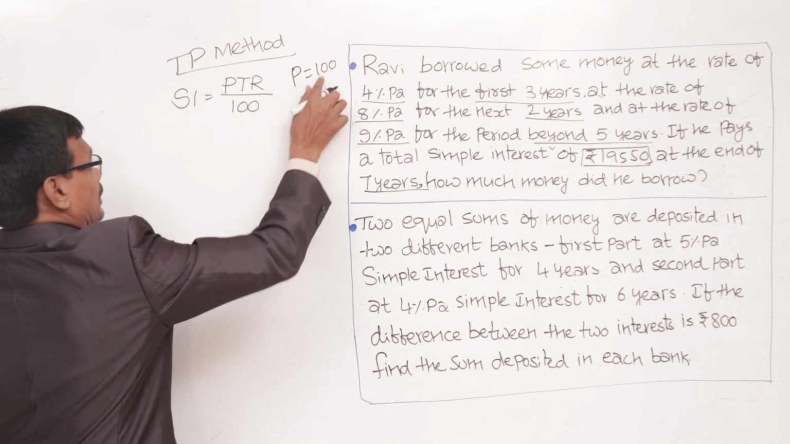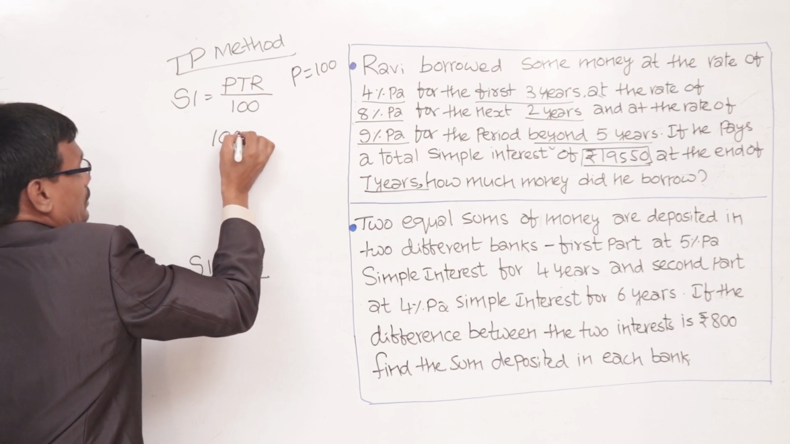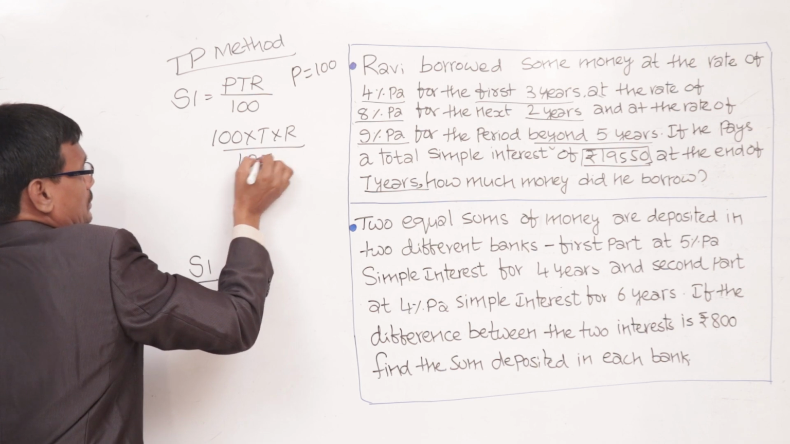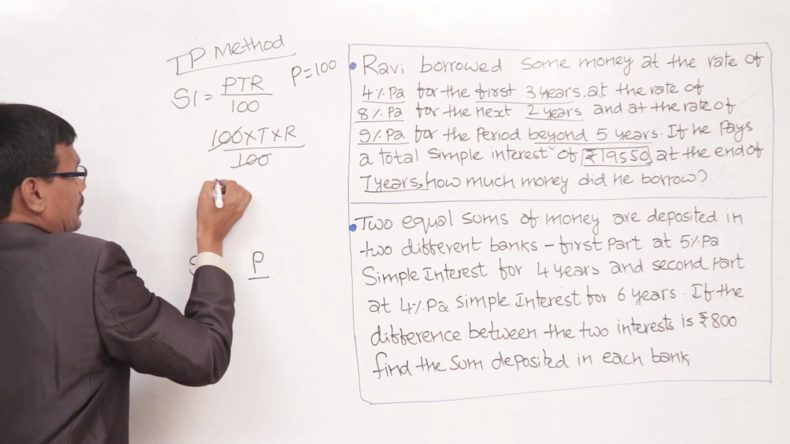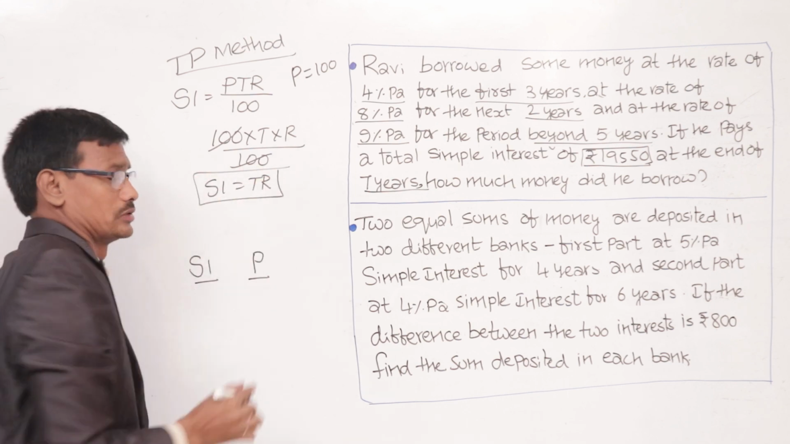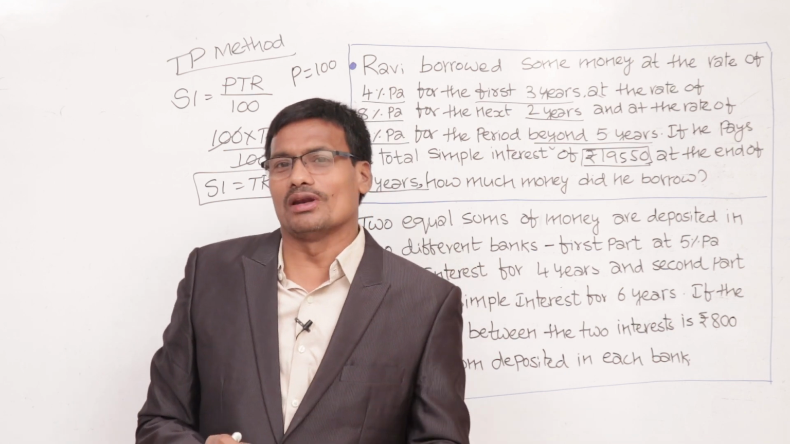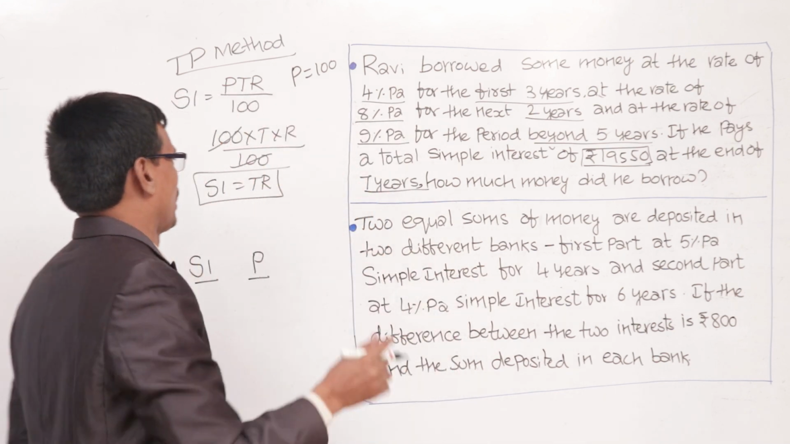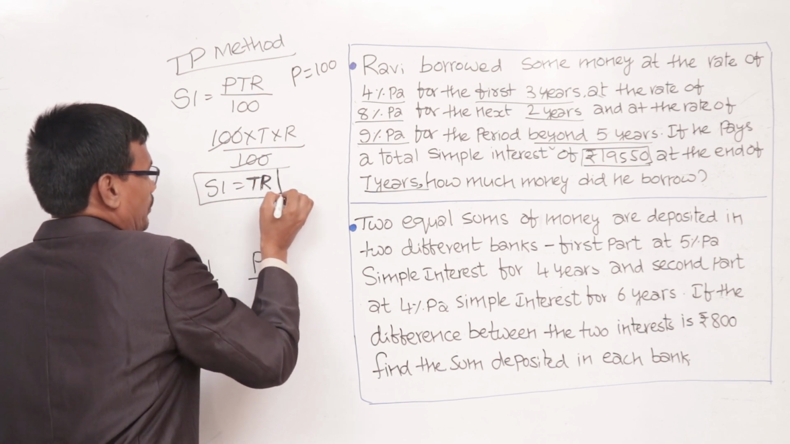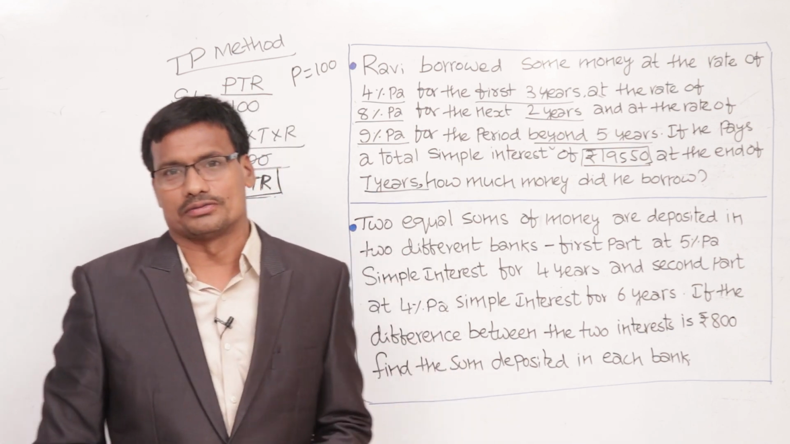So when P is 100, then here what is the P value? P is 100. So 100 into T into R by 100. So this 100 should be cancelled. Now what is the balance? SI is equal to TR. So this is our TP method. So remember when P is 100, formula to find SI is equal to TR. This is very important one.